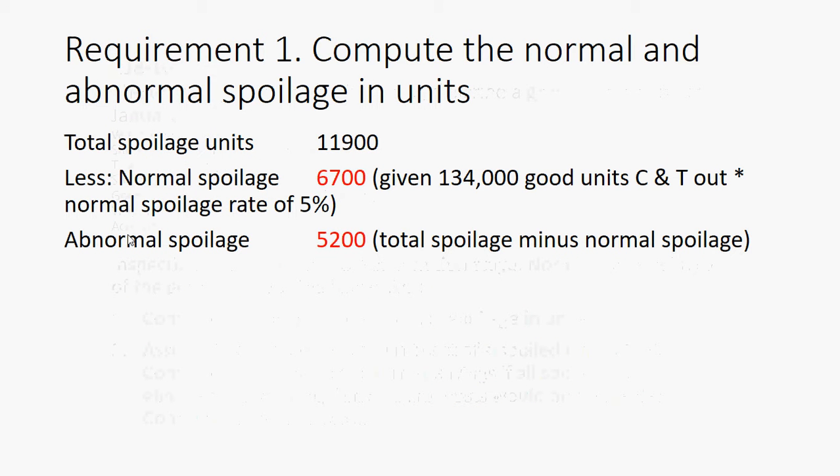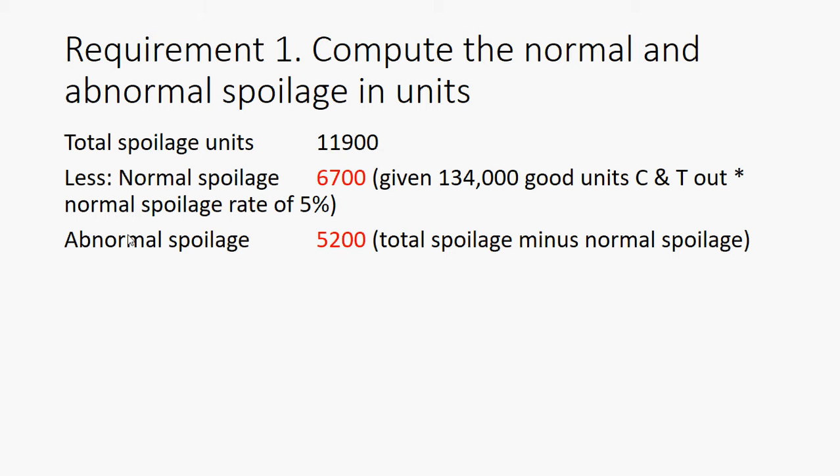Requirement 1. Compute the normal and abnormal spoilage in units. Total spoilage is 11,900 units. To find normal spoilage, we are given 134,000 good units completed and transferred out. Multiply by the normal spoilage rate of 5%, which gives us 6,700 units in normal spoilage.